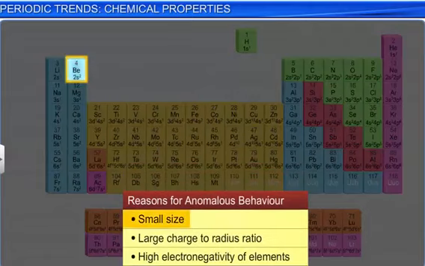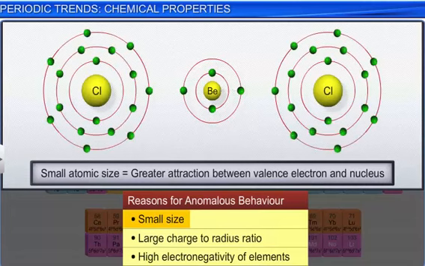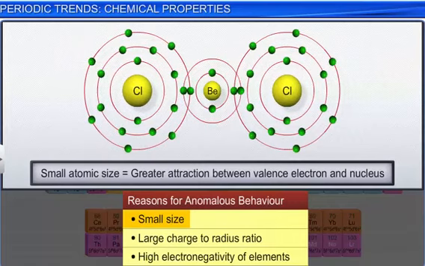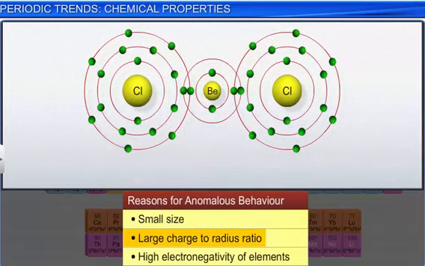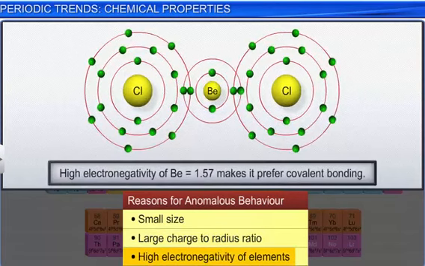Small size means greater attraction between the nucleus and the valence shell electrons. So while forming compounds, the atom tends to share its electrons with other atoms, rather than losing them completely. Large charge to radius ratio means that the ion of the atom has a higher charge sitting on small-sized atom, a condition that favors covalent bonding. High electronegativity means that the atom has a higher attraction for shared electrons. This again makes covalent bonding favorable.